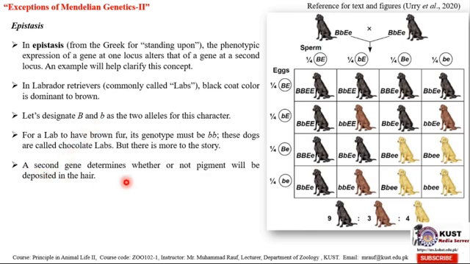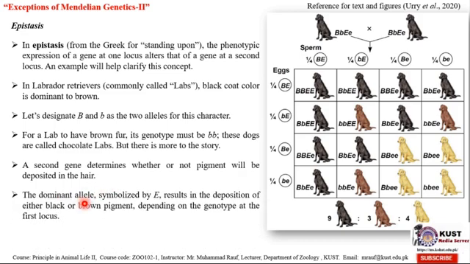So a gene which is present at some other locus determines whether or not pigment will be deposited in the hair. That is, whether black pigment will be deposited or whether brown pigment will be deposited, irrespective of the genotype at that locus. So this is the example of epistasis. We further explore it.